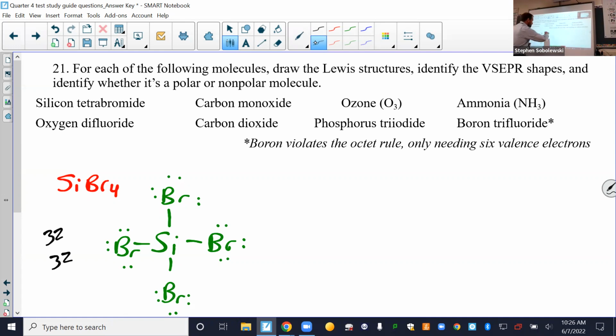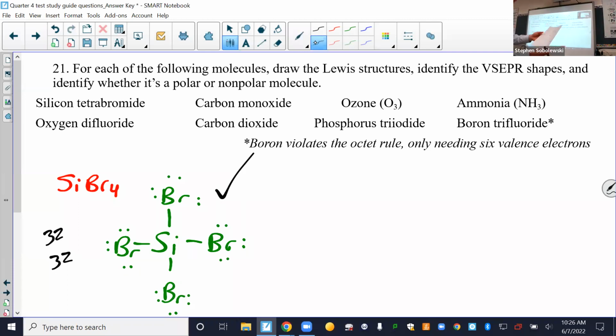Hey, look, the numbers match, we're good. So that's our Lewis structure for silicon tetrabromide. Now we need a VSEPR shape. We don't need to have this memorized. You can refer to the front cover here.